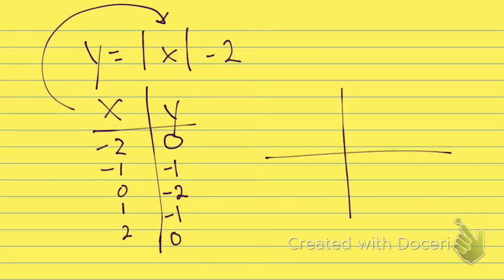I'm going to graph these. I've got a negative 2, 0. A negative 1, negative 1. A 0, negative 2. A 1, negative 1. And a 2, 0. These absolute values, you'll notice, they're always going to make a V. Like that. So again, it's not a line, but it's the same exact process.